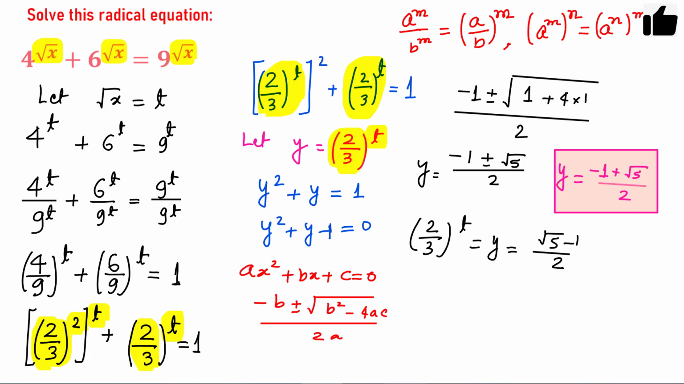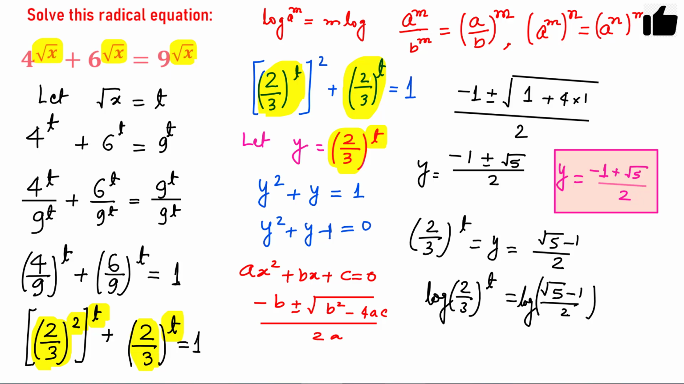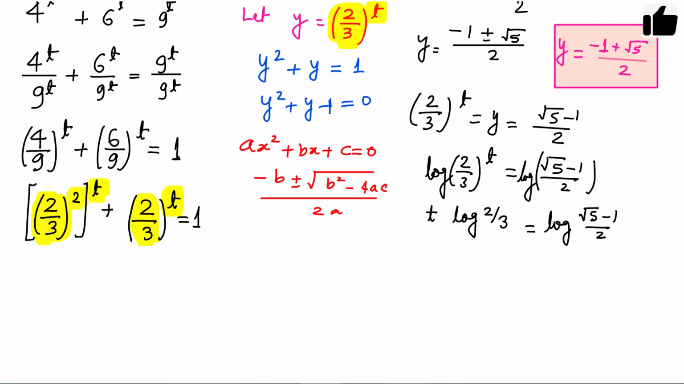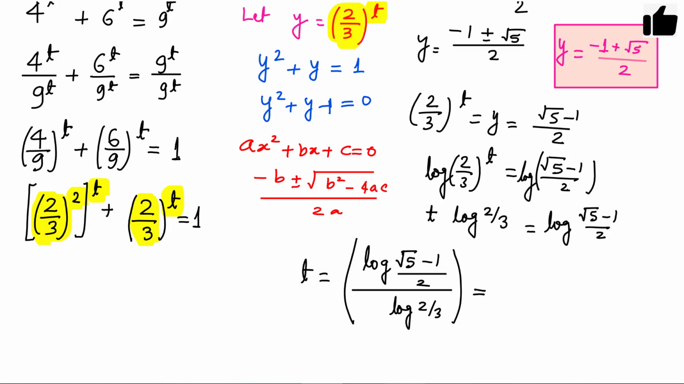Now I can solve by taking log. You have (2 by 3) raised to the power t equals root 5 minus 1 divided by 2. So you can take log on both sides, and there is a property in logs: log of a raised to the power m is m times log a. With this property I can write t log(2/3) equals log of (root 5 minus 1) by 2. So t equals log of ((root 5 minus 1) divided by 2), divided by log(2/3). If you use a calculator, you can find the value of this expression, and this will come to 1.1865. So we got the value of t.